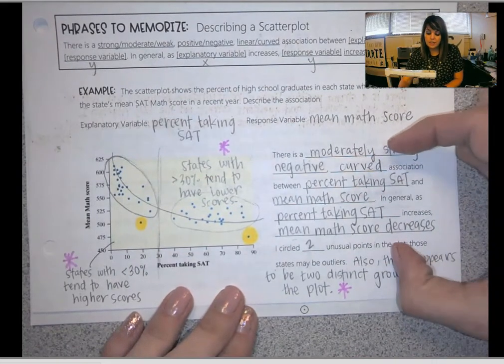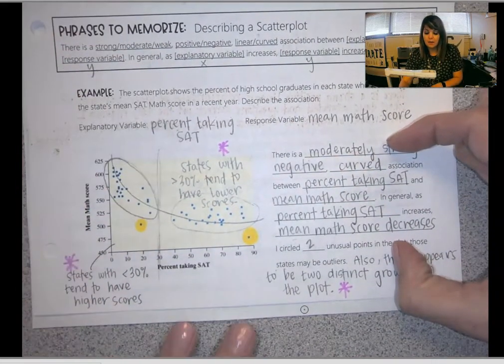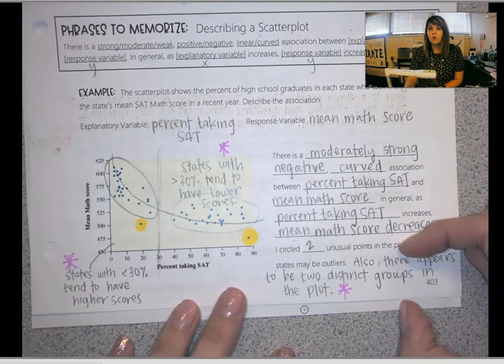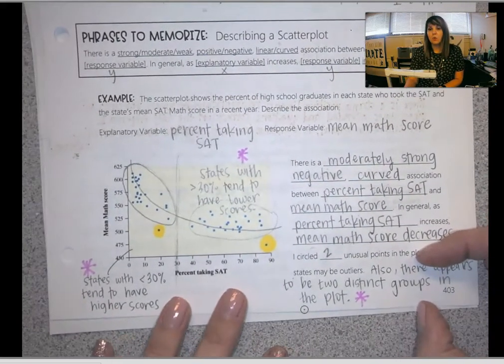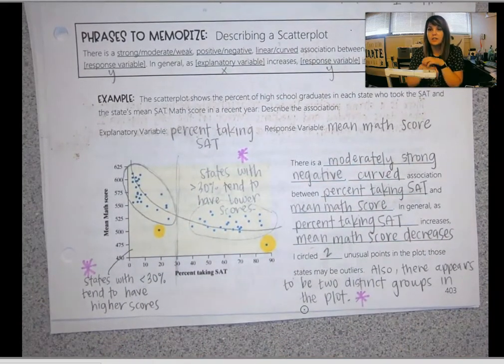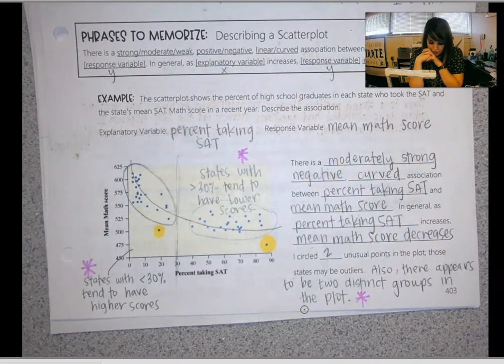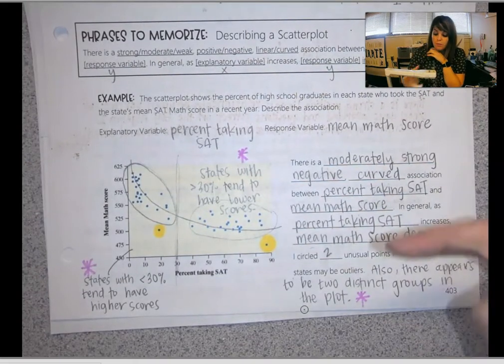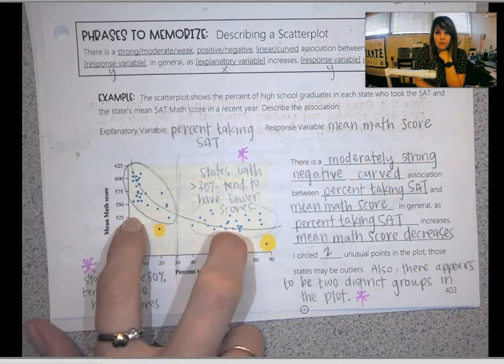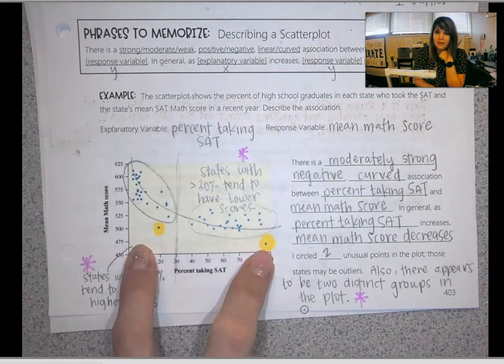So what you see in the first part is the phrases to memorize, and then what you see at the very end are the things that I would add in that give more information about this graph that might be different than what we're seeing. So this is a negative association. It's also curved. But what we don't mention in this top part is that there does look to be two different groups, and there does appear to be an outlier in each group.